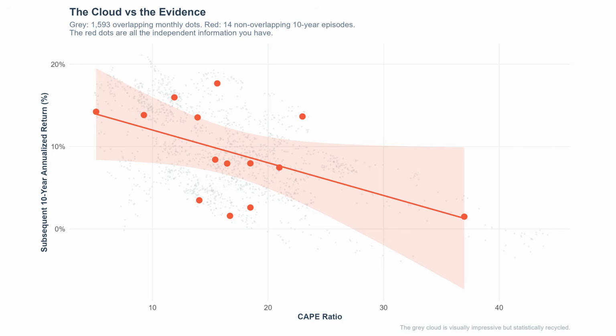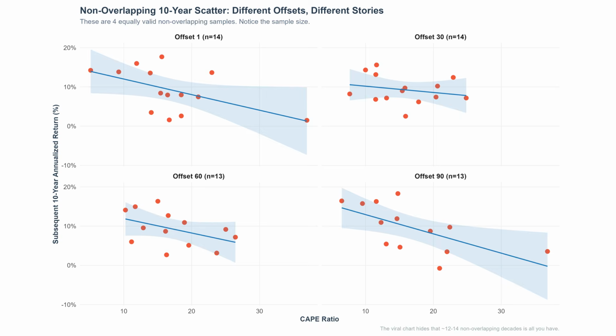But wait, a logistical question just occurred to me. How do we even choose which 14 red dots to plot? I mean, if we are grabbing non-overlapping 10-year chunks, do we start the clock in January 1880, or do we start in June 1883, or November 1888? Who actually decides where the first dot goes?